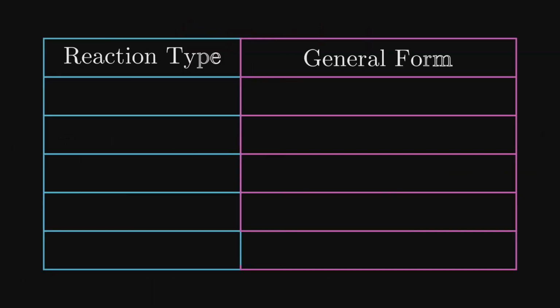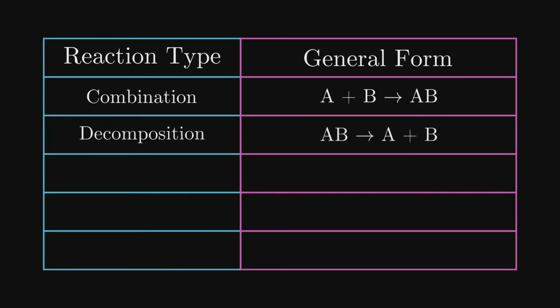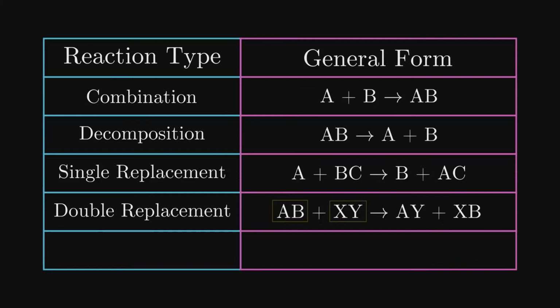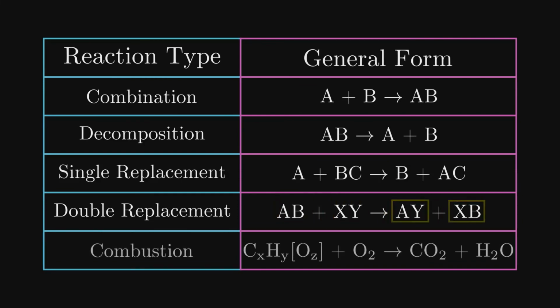We can summarize everything we have learned with a nice chart. We can recognize combination with their lone product, and decomposition with their one reactant. Single replacement reactions have a single element as a reactant and a different single element as a product. Double replacement reactions have two compounds as reactants and two new compounds as products. And finally, combustion reactions must have oxygen as a reactant.